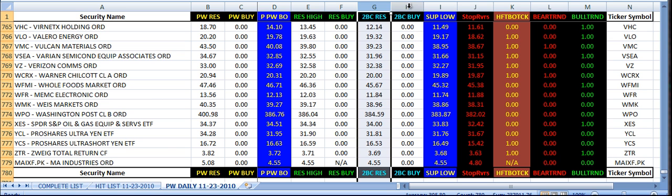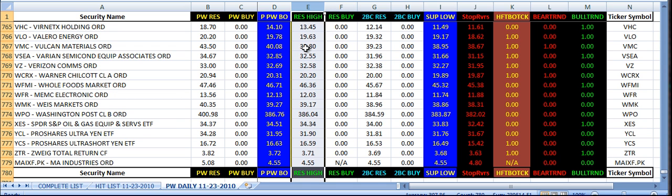If there is a 1 and the 2-bar Charlie buy, that means that the 2-bar Charlie price is in play for the next day, and so is the support low. If there's no 1 there and it's a 0, then the 2-bar Charlie is not in play for that security. The next column is your resistance buy. If there's a 1 there, that means that the resistance high price is in play, and you'll be looking to buy there. And your last entry price is at the Pulsewave breakout price.